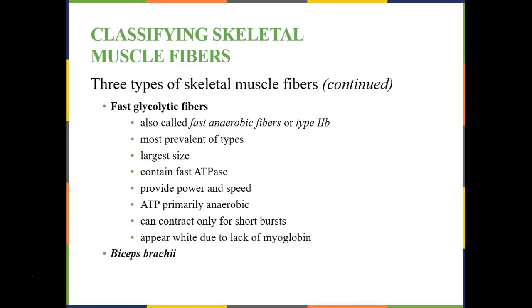Fast glycolytic fibers use anaerobic mechanisms to provide ATP. Because of this, they don't have the myoglobin. They don't need that oxygen. It's anaerobic, and so they're white. This is where your breast and your wings, so the wings or the arms of the chicken, would be found. In us, our arms have more fast glycolytic fibers than they do slow oxidative or fast oxidative fibers. Very powerful, very fast, but very short bursts of energy.